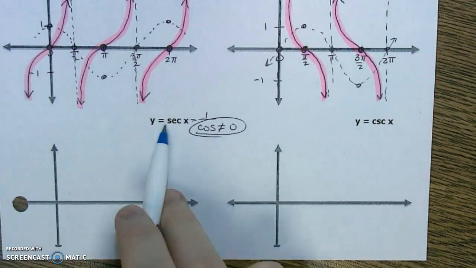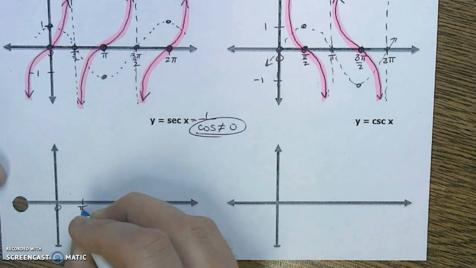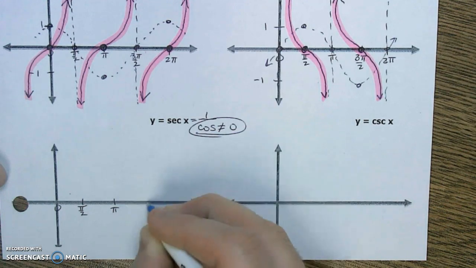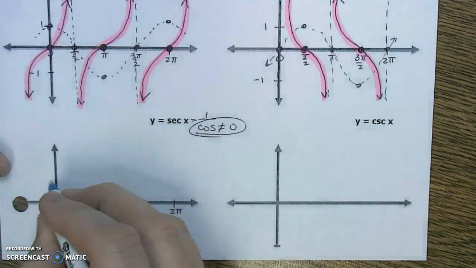So that means we're going to graph a cosine graph and find our asymptotes. So 0, pi over 2, pi, 3 pi over 2, 2 pi. We go up 1, down 1.